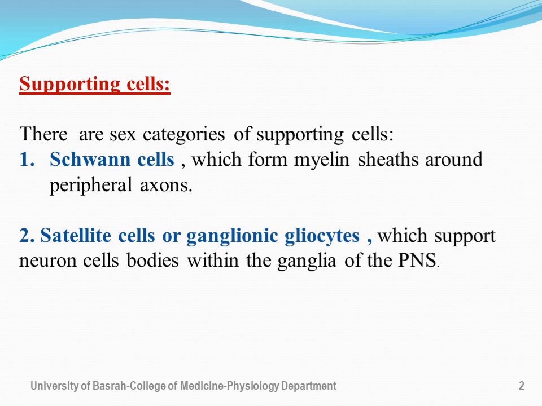Supporting cells. There are 6 categories of supporting cells. Now we are going to talk about the supporting cells in the peripheral nervous system, which are the Schwann cells, which form the myelin sheath that surrounds the peripheral axons, and the satellite cells or ganglionic gliocytes, which support the neuron cell bodies within the ganglia in the peripheral nervous system. These two types of cells, Schwann cells and satellite cells, are the supporting cells present in the peripheral nervous system.